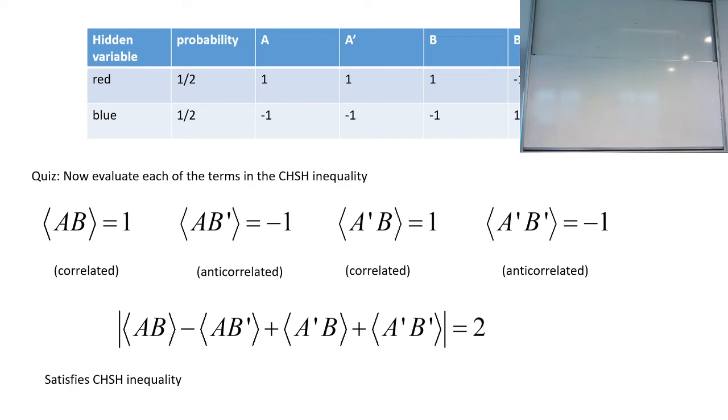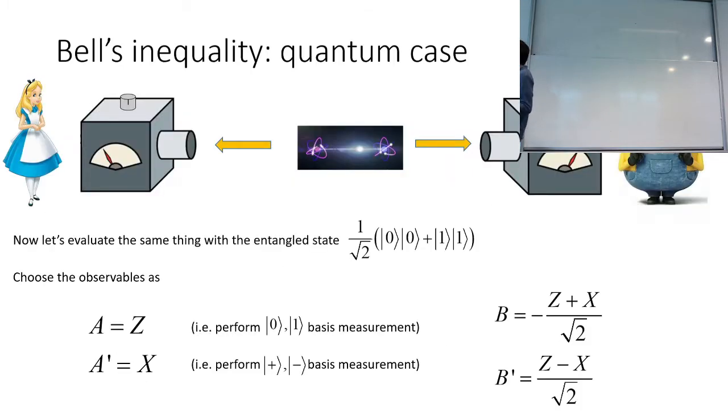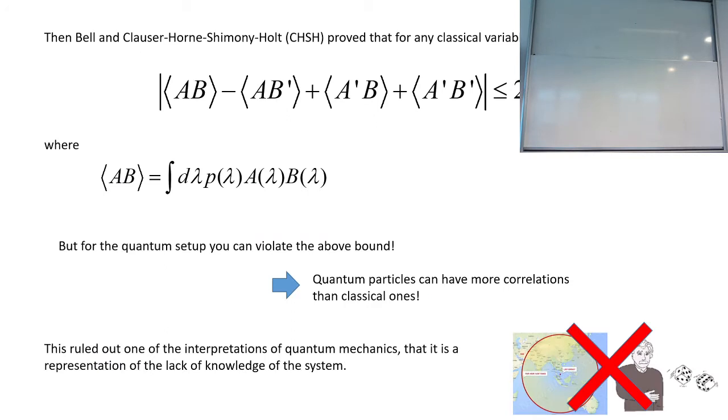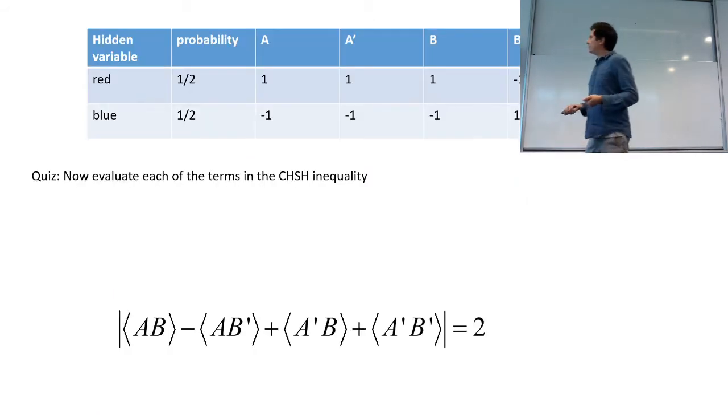For A and B prime, using this column and this column, you can see that they are anti-correlated. When this one is 1, the other gives minus 1, and when this one is minus 1, the other is 1. So in all cases, well, it's only two cases, it gives minus 1. If you plug it into the formula, there's always a minus sign somewhere, and if you add them all together you find that this is equal to 2, which is consistent with the general result: this quantity is in general at most 2. Okay, so that's the classical case.